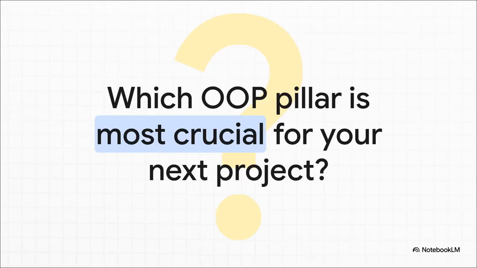So we've unpacked the vault, the blueprint, the shapeshifter, and the dashboard. You now have a really solid understanding of exactly how Java OOP concepts work. I want to leave you with a question to chew on. As you boot up your IDE today, which of the 4 OOP pillars is the most crucial for your next project? Think about how you can immediately apply this toolkit to write cleaner, safer, and much more flexible code.